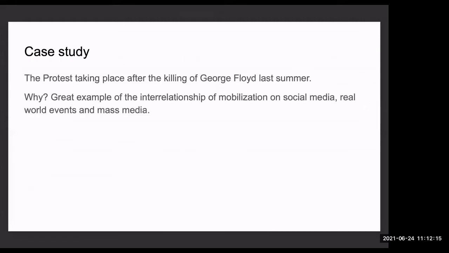But let's move on. So we did a case study and focused on the protests taking place after the killing of George Floyd last summer. And why did we choose this? It's a great example of things happening in the real world that had a cataclysm in social media, and when things happen in the real world, mass media reports that. So it's the perfect example of social media and media interacting.